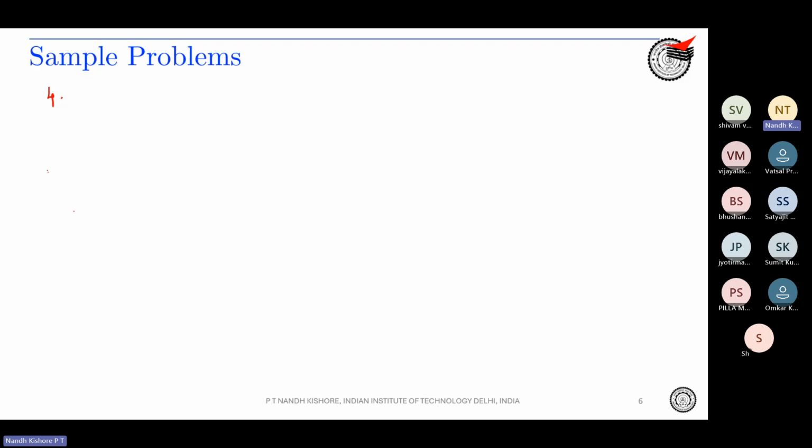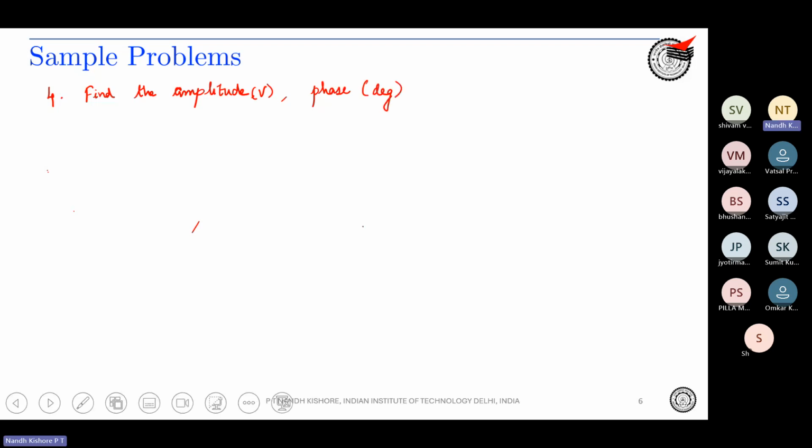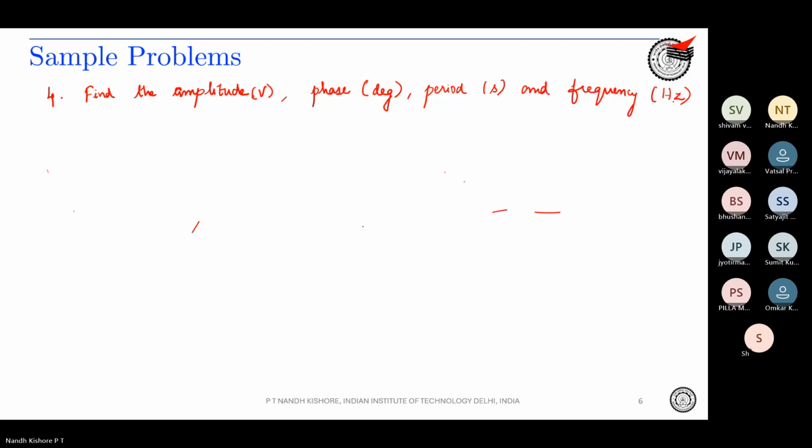We'll move on to the next question. Find the amplitude in volts, phase in degrees, period in seconds, and frequency of the sinusoid.